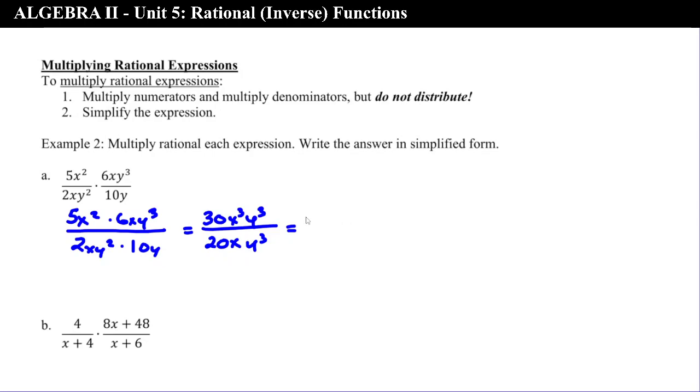So the 30 over 20 reduces to 3 over 2. Your y to the thirds cancel, and then your x to the third over x gives you x squared in the top. And that does it for A.